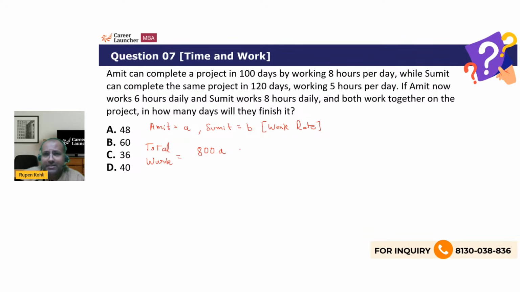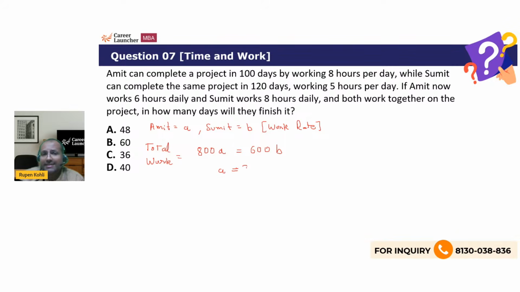Also the same work for Sumit is 120 into 5, 600 hours. So the same work equals 600 into B. 800A equals 600B. So now you can see that we're getting the ratio of A to B, right? A by B is 600 by 800, or 3 by 4. So the ratio A to B is 3 by 4.